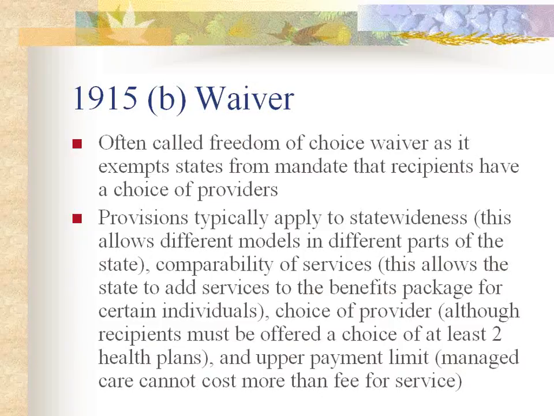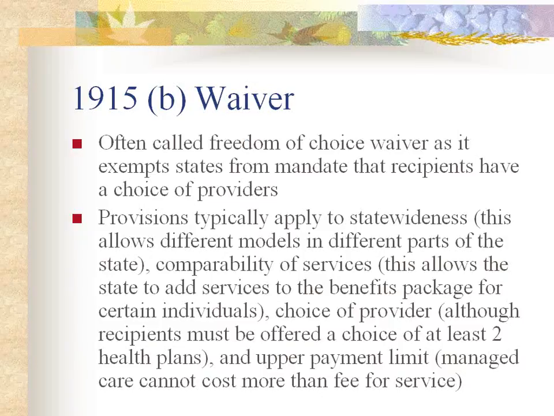So when you ask for a 1915B waiver, you're typically asking for a couple of different kinds of rules to be waived. One of them might be statewide-ness. So Medicaid says that your program has to be the same throughout your state. But if you're trying to implement managed care in, say, Los Angeles County, then you have to ask for a waiver to the statewide-ness rule that says that LA County can use a different model than is allowed in other parts of the state.